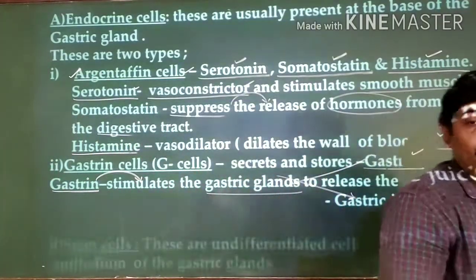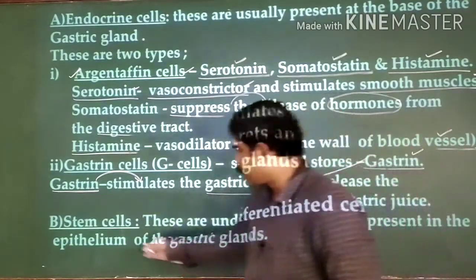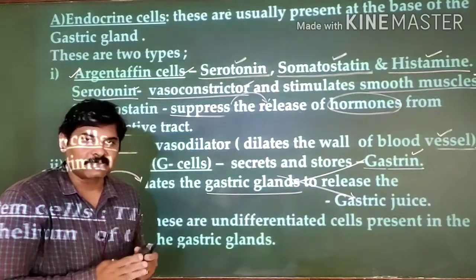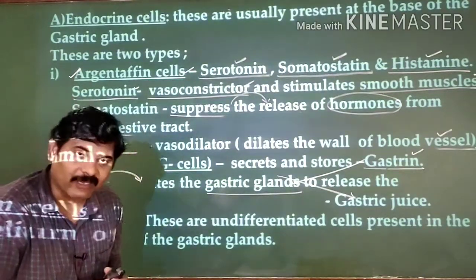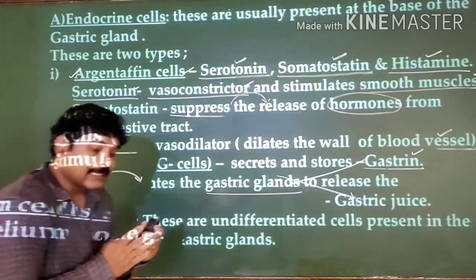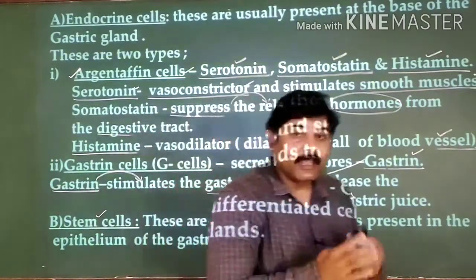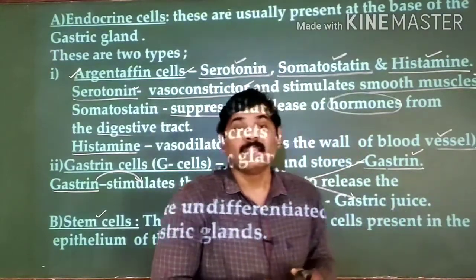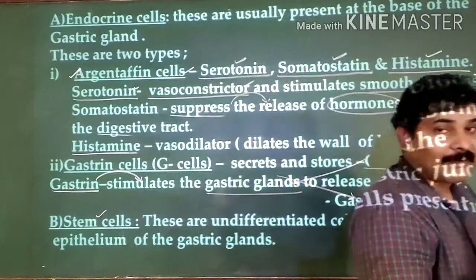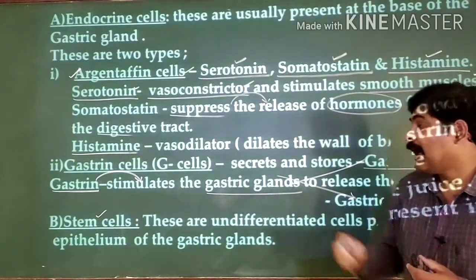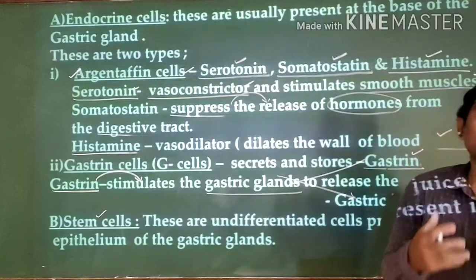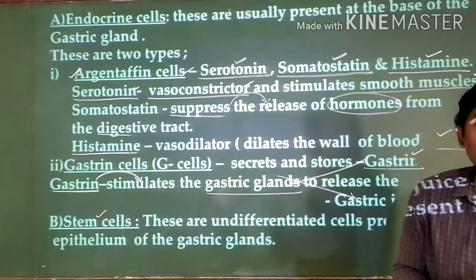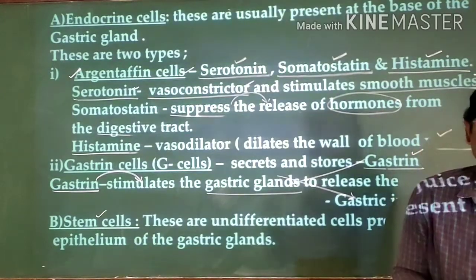Whereas the next important cells here are the stem cells. They are very important cells. The stem cells are nothing but undifferentiated cells present in the epithelium of your gastric gland. And these cells nowadays play a vital role in treating various types of diseases. That kind of treatment is known as stem cell therapy. These cells undergo cell division repeatedly, multiple times, so that they can produce a number of cells.